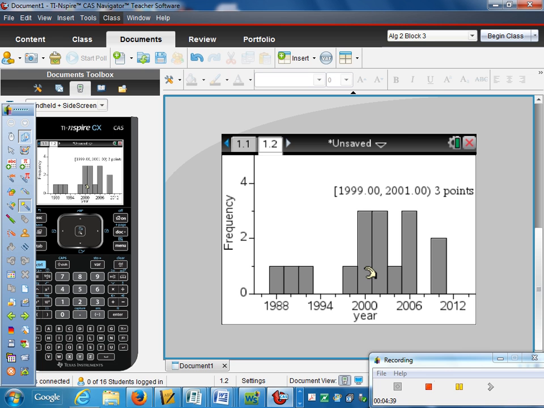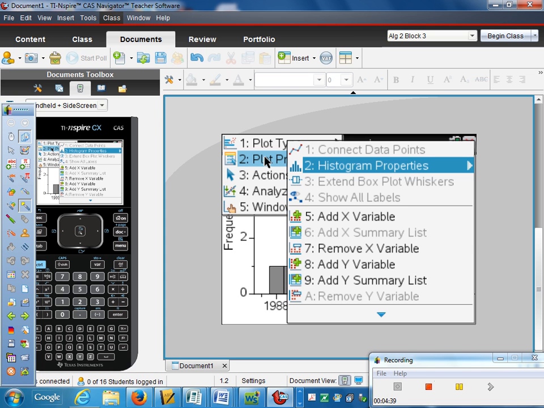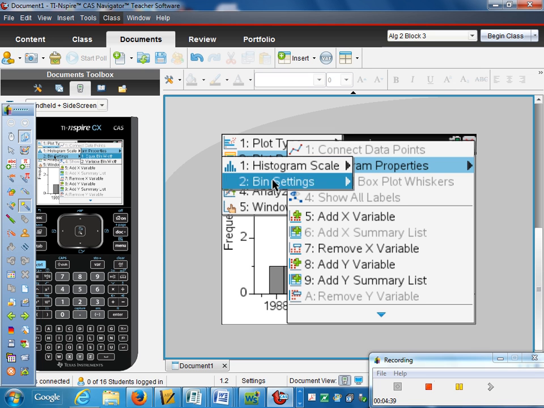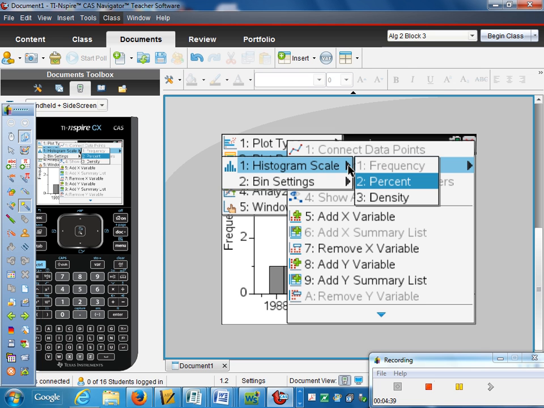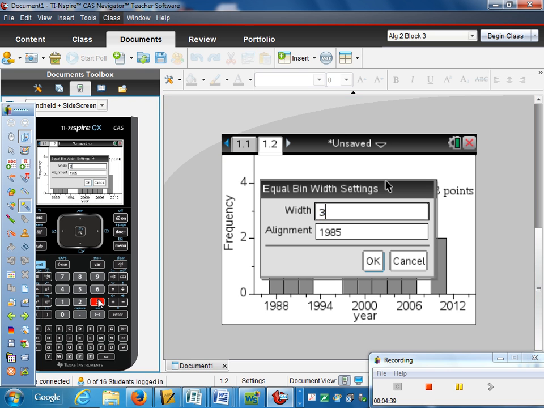So that got the scaling the way we want it, but we also have to change something else which is a little bit buried. Alright, we'll try plot properties, histogram properties. And it's called the bin setting. Each of those little bar groups that we make are called bins. Each bar is a bin. So we are changing bin settings. You could set equal bin or variable bin. We want equal bin, but that still doesn't let us say, hey, do it every 3 years. We don't want histogram scale either. We should be equal bin width. So equal bin width, and we want them to be 3s.